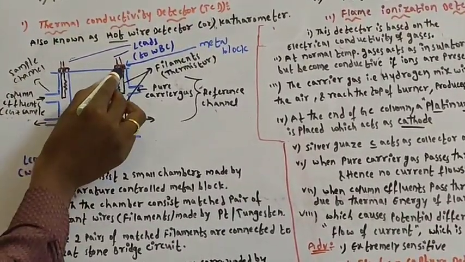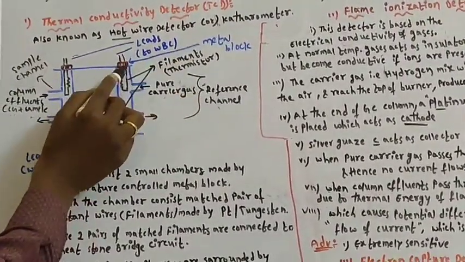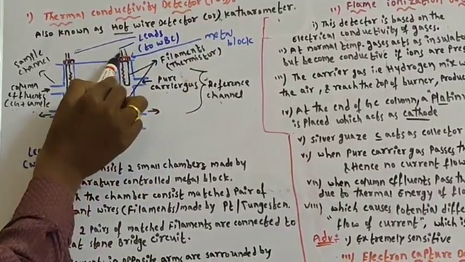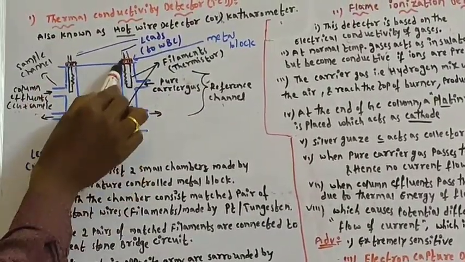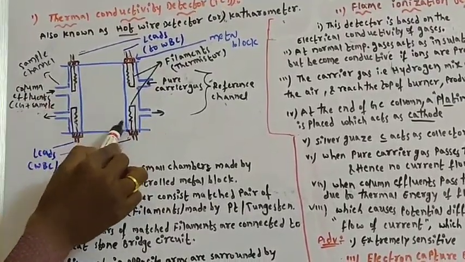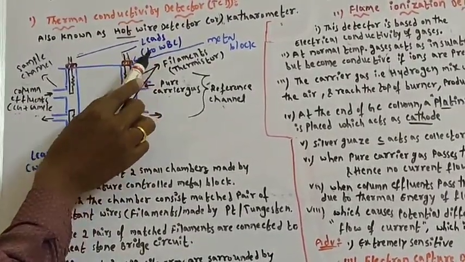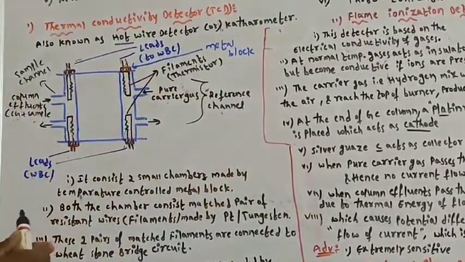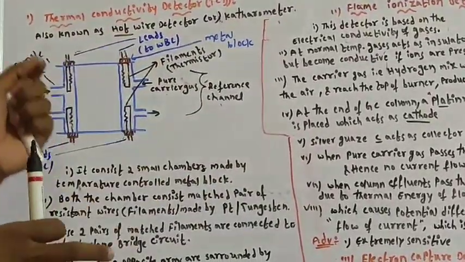And here is the metal block, and here the leads are there. The leads mean all these four filaments are connected to the Wheatstone bridge circuit. Okay, this is about the construction of TCD.